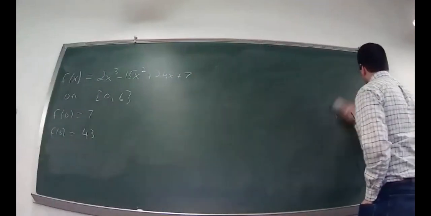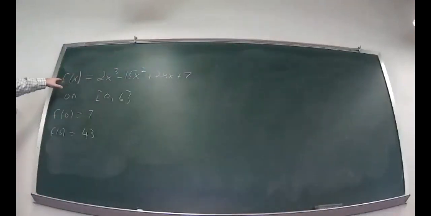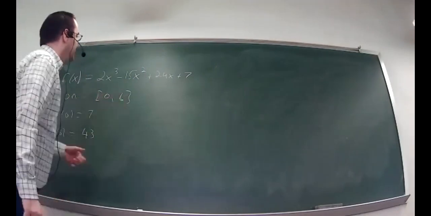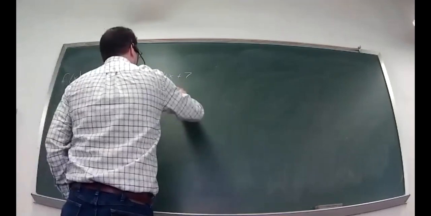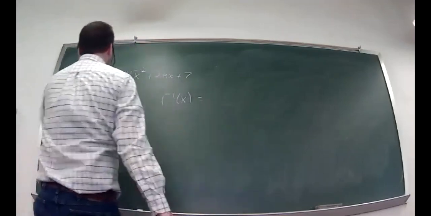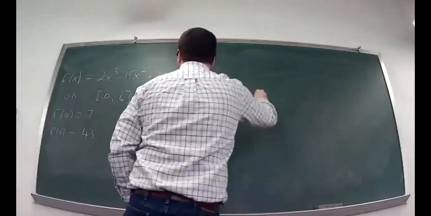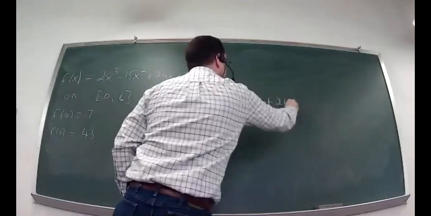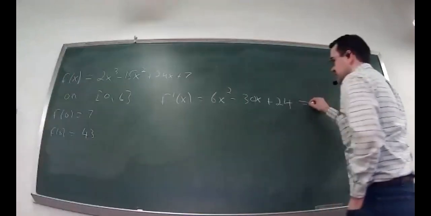So what are the critical points? We just need to find the values of x between 0 and 6 where f prime is equal to 0. So let's check that out. Let's first just take the derivative, and I'll get 6x squared minus 30x plus 24. And let's factor out 6.